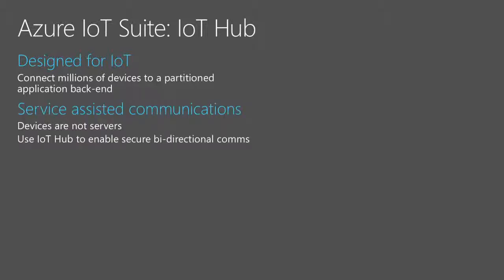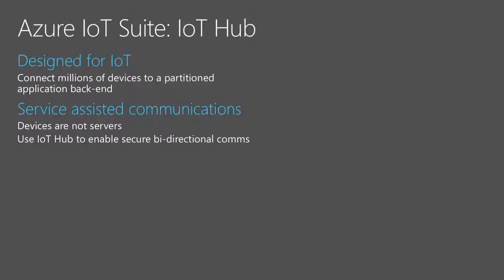IoT Hub implements the pattern called service-assisted communication. It has been popularized with this name by Clemens Vasters. There's a great blog post about it on MSDN. Essentially, it describes the communication patterns where devices should not be treated as servers, mostly because we usually have a hard time handling 100 servers in a data center. You do not really want to handle 1 million little servers scattered around the world.